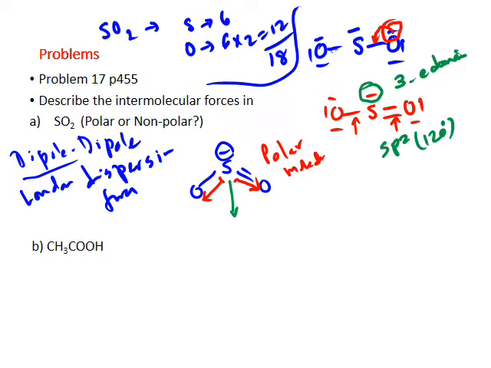Now let's talk about CH3COOH. This is an organic compound, and I would save my time by not counting valence electrons. I know that carbon must have 4 bonds, oxygen must have 2 bonds, and hydrogen can only have 1 bond. With that in mind, I can quickly write down the organic structure for this compound. So let's write that down.